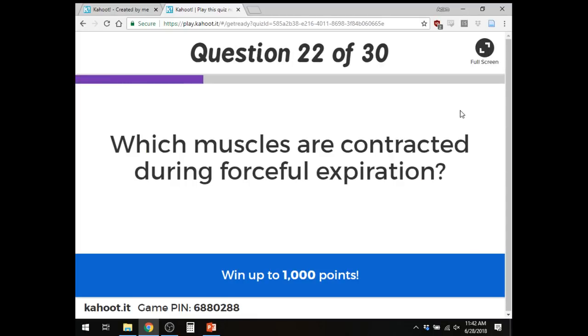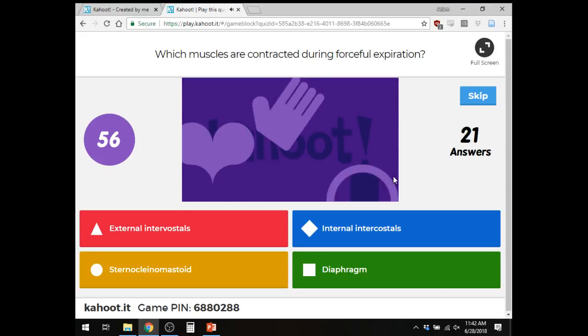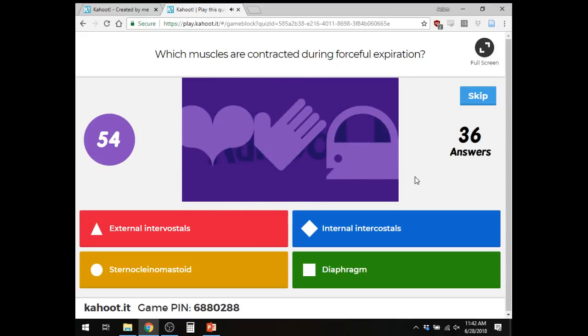Which muscles are contracted during forceful expiration? The external intercostals, which I don't know what those are, internal intercostals, the sternocleidomastoid, or the diaphragm?